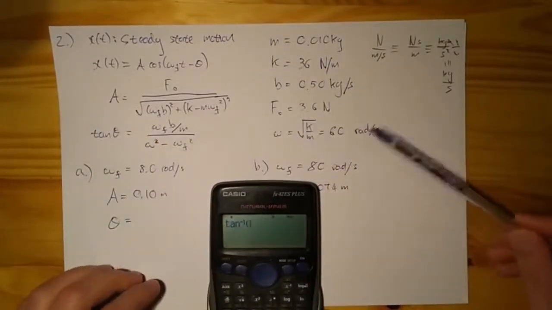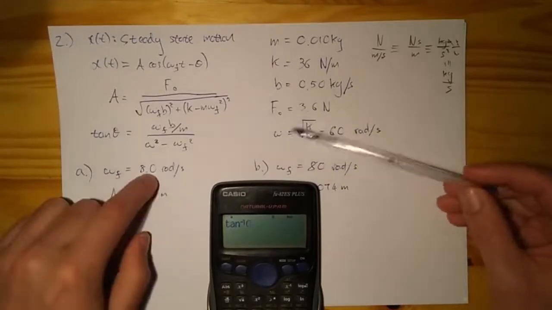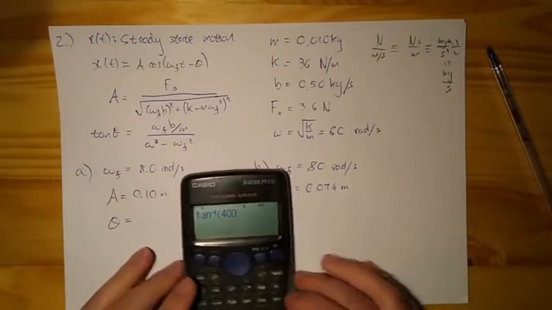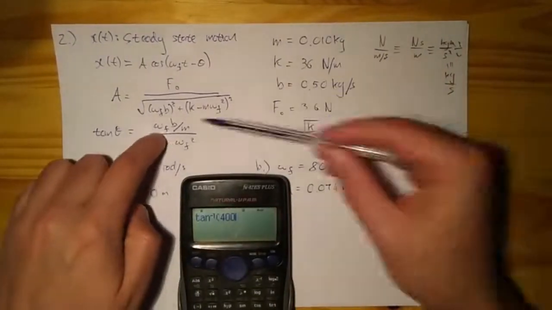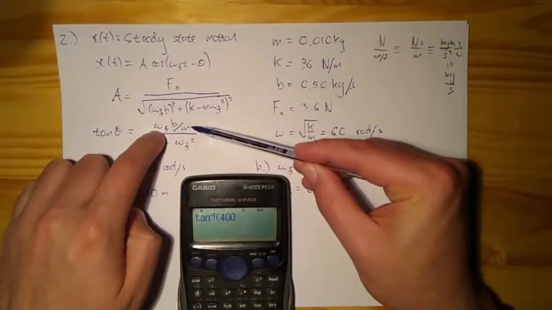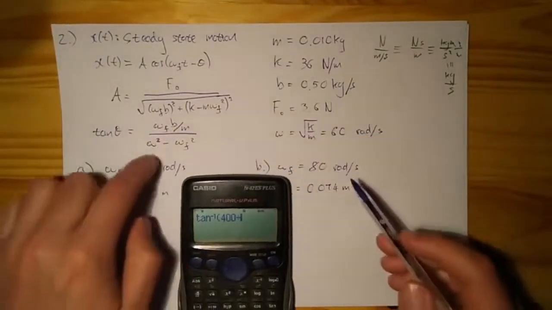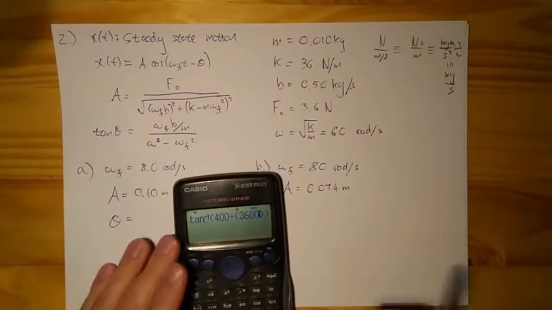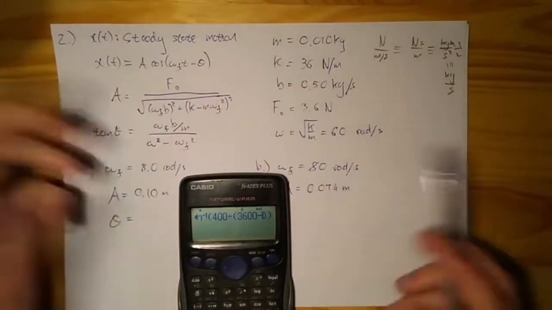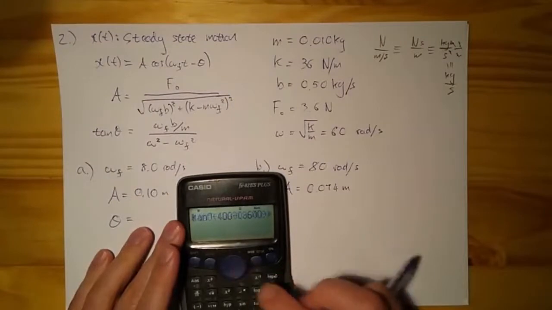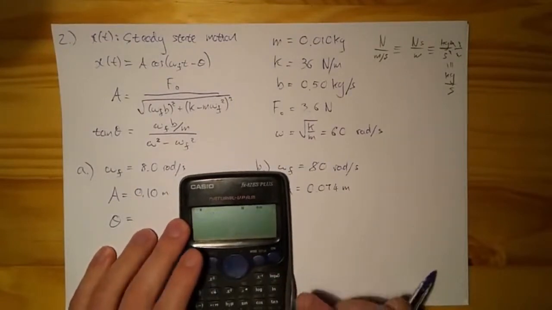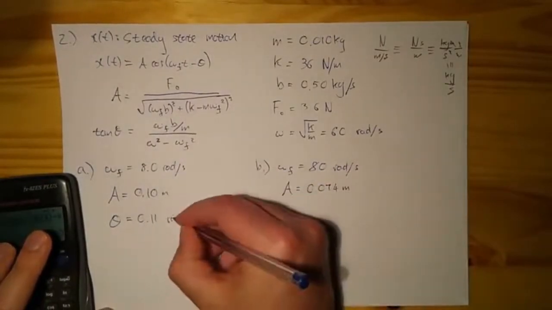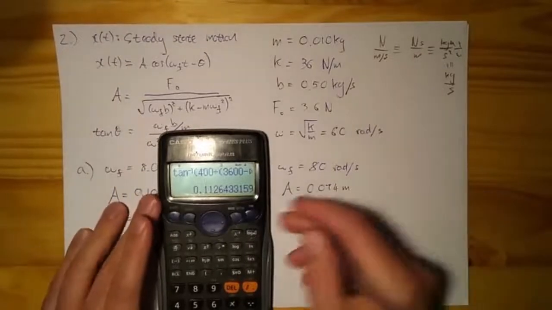8 times 0.5 is 4, divided by, so this is 400 is the first one. Let's just check. 8 times 0.5 is 4 divided by 400, divided by, okay, what do we have here? Omega squared, that's going to be 3,600 minus 64 in this case. Okay, 0.11. So, well, radians, in other words.